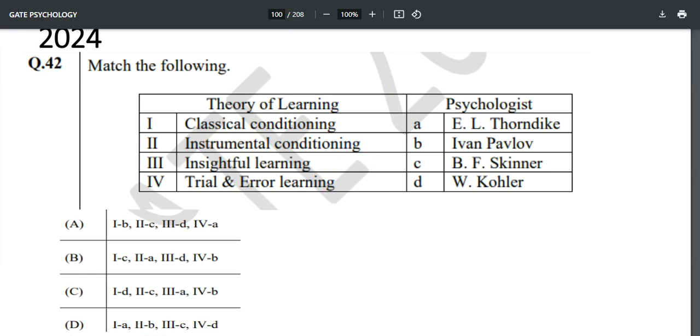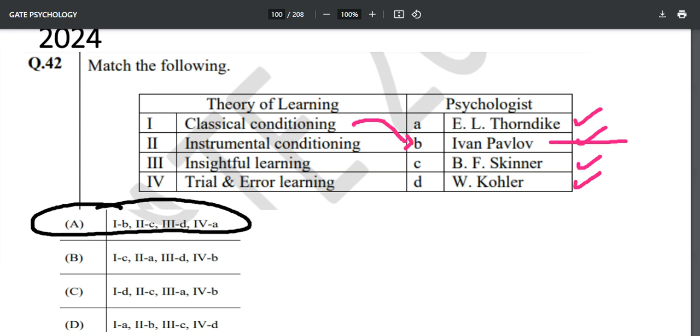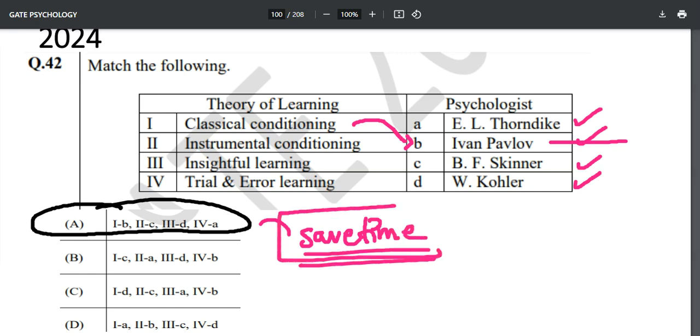Now classical conditioning, who has given it? Thorndike, Pavlov, B.F. Skinner, or Kohler? We all know classical conditioning is by I.V. Pavlov from Russia. So first is B, and this is so simple. This is how you will save time. Learn from here that you are going to save time over there as well if you are more precise and more ready earlier. Now second is C, instrumental conditioning by B.F. Skinner, from which we will later get behavior modification.